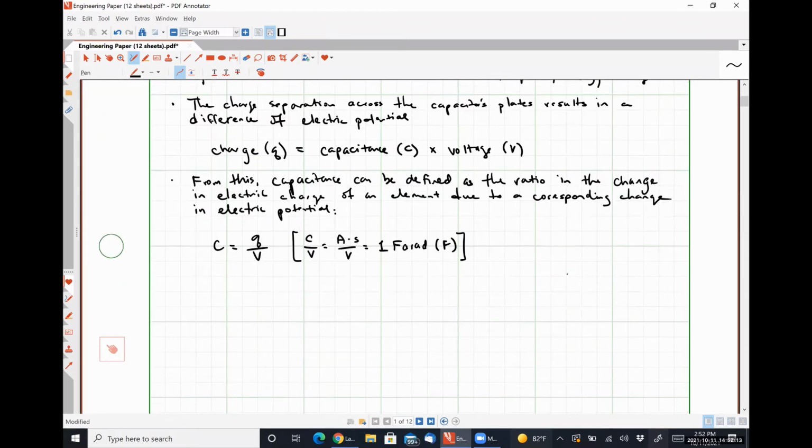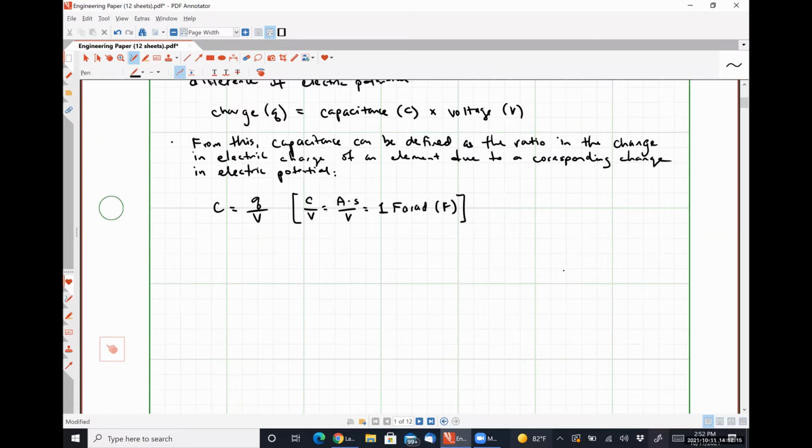So let's talk about circuit characteristics.